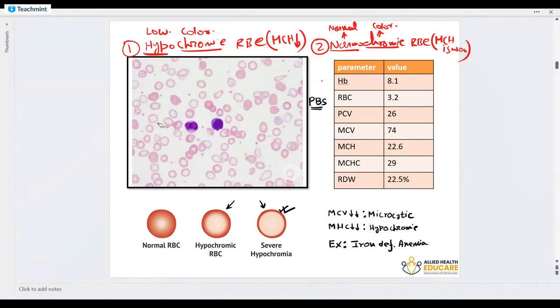The central pallor, what I have said earlier, is much broader in comparison to normal RBC. You look at the RBC, you can understand the central pallor is much broader. What does it mean? It means the RBC is hypochromic. The hemoglobin per RBC is low. That is why it is called hypochromic.